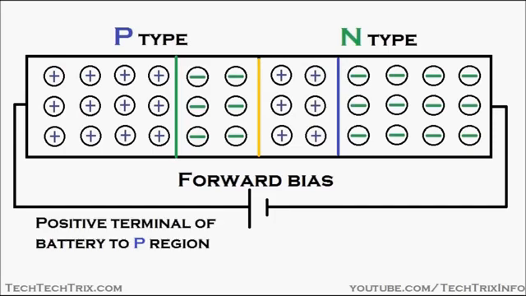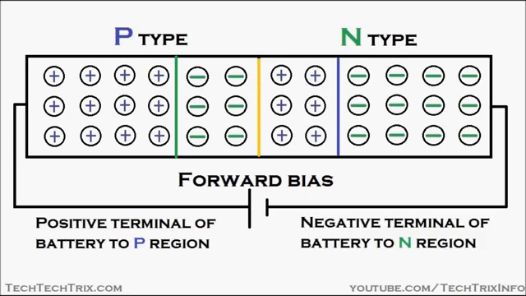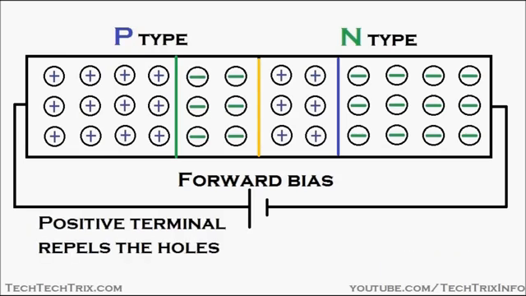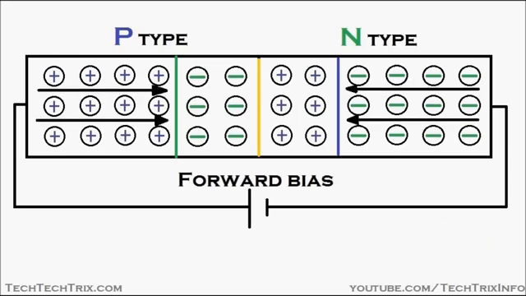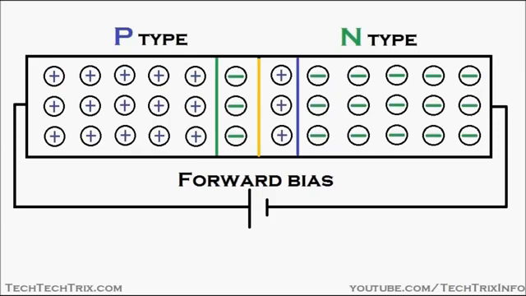Now let's see forward bias. In forward biasing, the positive terminal of the battery is connected towards the P region of the PN junction, and the negative terminal of the battery is connected to the N region of this PN junction semiconductor. You can see the positive terminal repels the holes in the P region, and the negative terminal repels the electrons towards the junction in the N region. So a pressure is acting towards the junction, and this results in the junction shrinking.